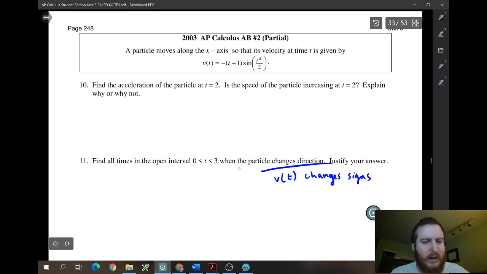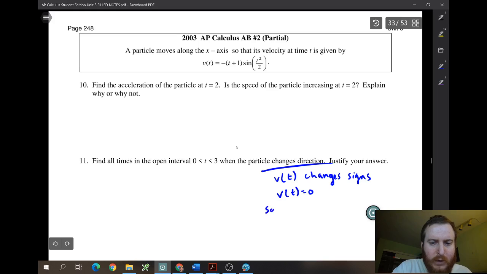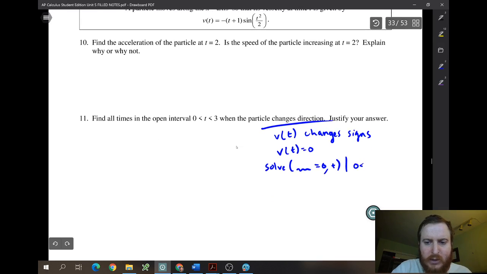Okay, but we have an interval from 0 to 3. So just make sure on your calculator, right, you can set v of t equal to 0. But when you do that solve button, right, you're going to do solve, plug in the formula, equal to 0. You can do comma t, but then you need to do at 0 less than t less than 3. So that'll be kind of how you get your critical points there. Okay, so hopefully that helps out.